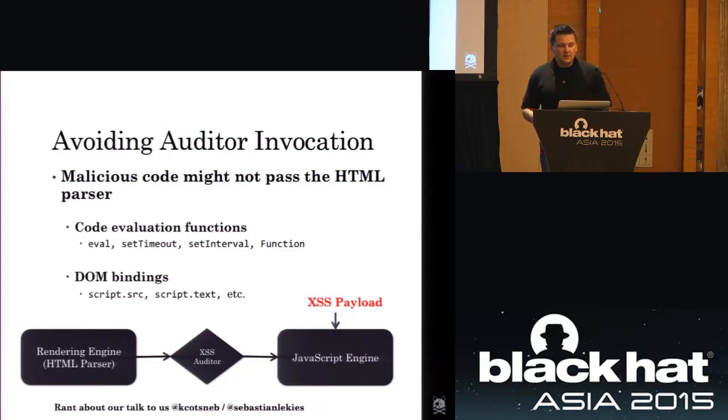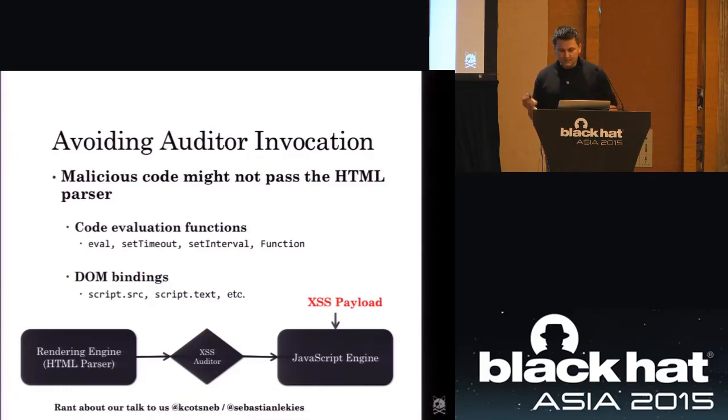For example, we have in JavaScript code evaluation functions such as eval, such as setTimeout, setInterval function, and so on. And those functions will never pass, or the content passed to those functions will never pass the HTML parser, so we will never ever go through the XSS auditor in that case. Furthermore, we also have the DOM bindings in JavaScript. So we have things like script.src and script.text. So whenever we pass a user-controlled string to such a DOM attribute or such a property through the DOM bindings, it will never go through the HTML parser, and so we will never see the XSS auditor in this case.